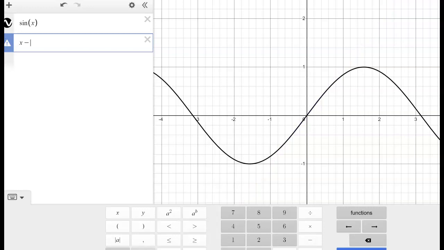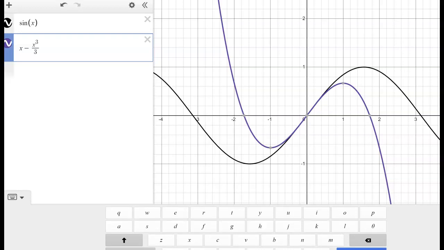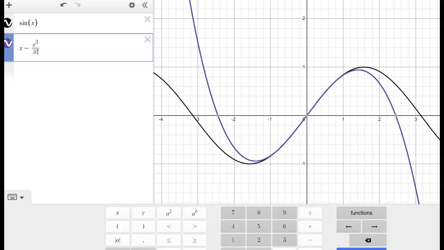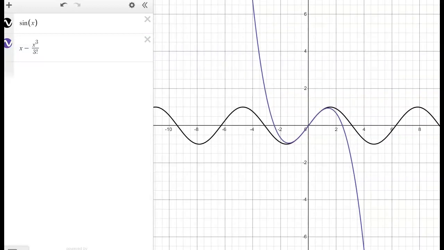Minus, now I need x cubed divided by 3 factorial, and you can do that in Desmos. If you don't feel like working out your factorials, you can actually put 3 factorial, or you can put 3 times 2, which is 6. Whatever you want to do, doesn't matter. All right, look at that. Isn't that cool?